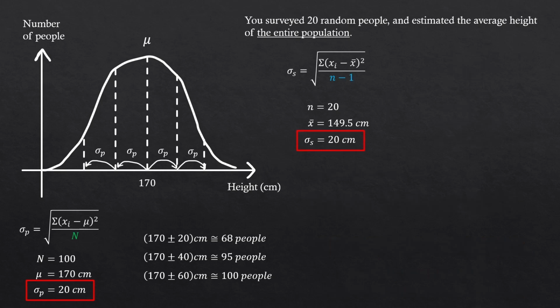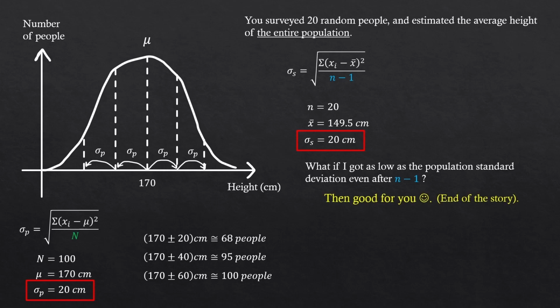Okay, so now, some people could ask, what if I got as low as the population standard deviation even after n minus 1? Well, then, good for you. End of the story. What can we do? You still got an accurate result even after n minus 1. So that just means your estimation was pretty accurate, and you're just allowed to feel certain about it. But to be honest, this won't really happen in real life. Let me explain what I mean by that.